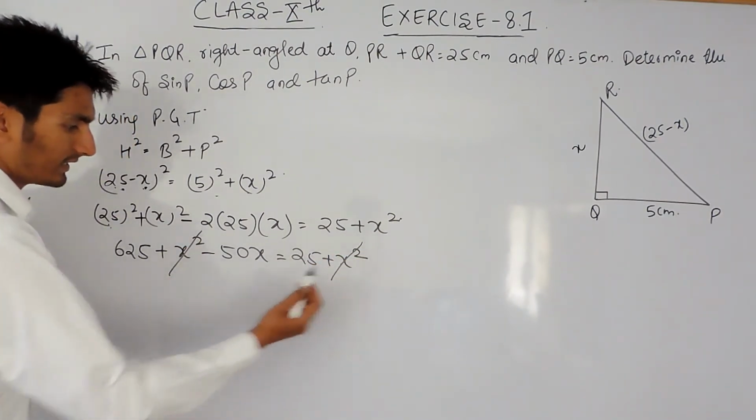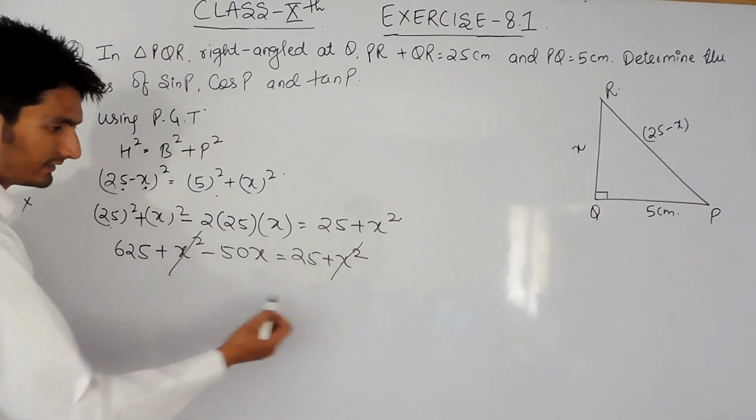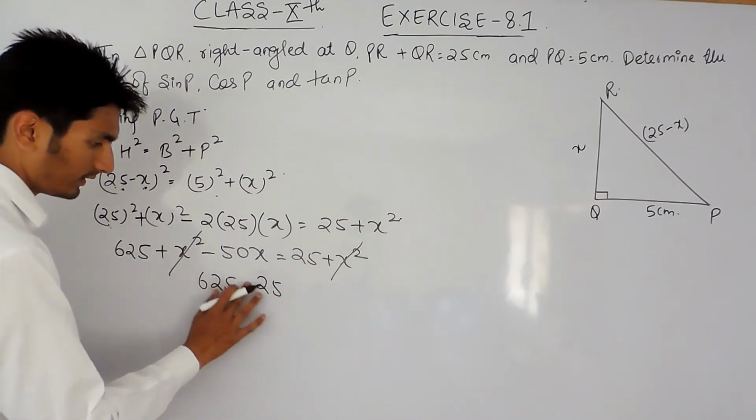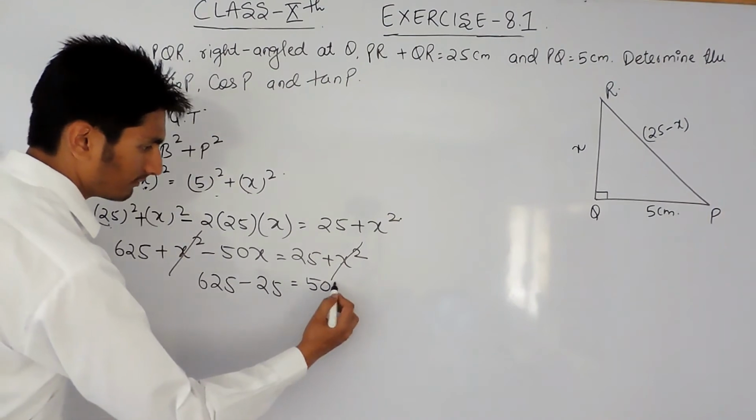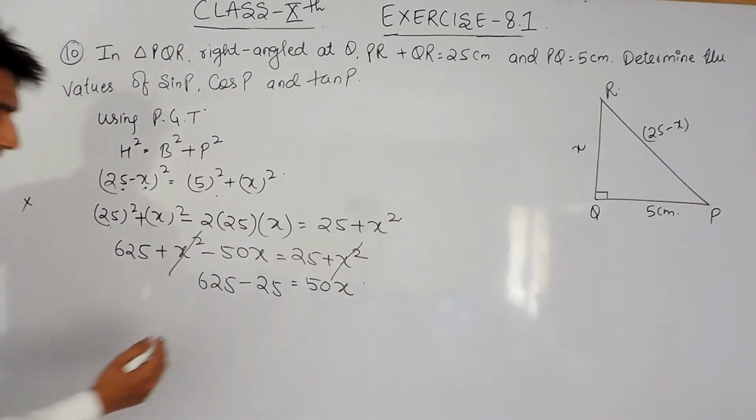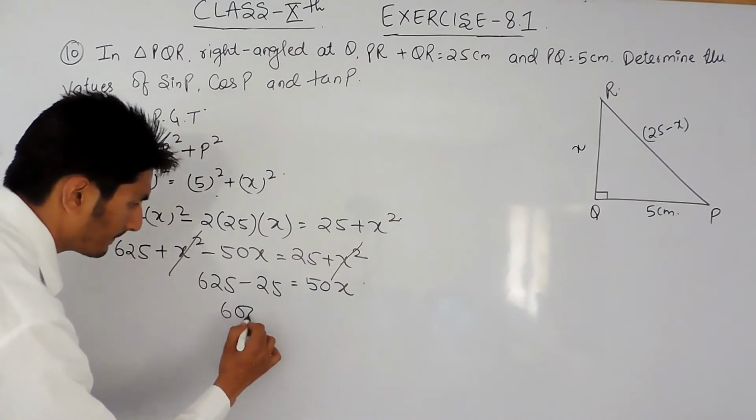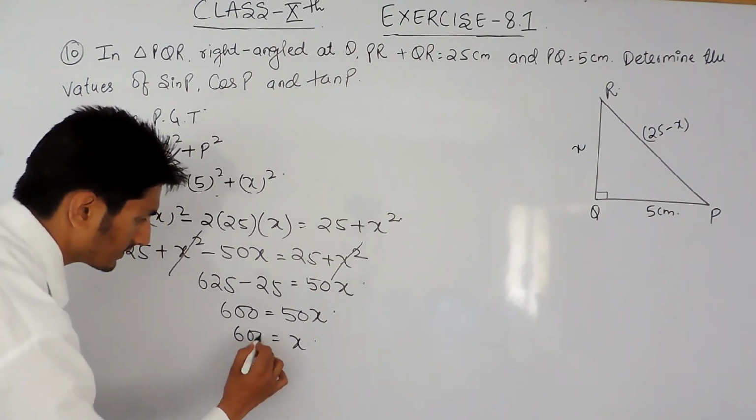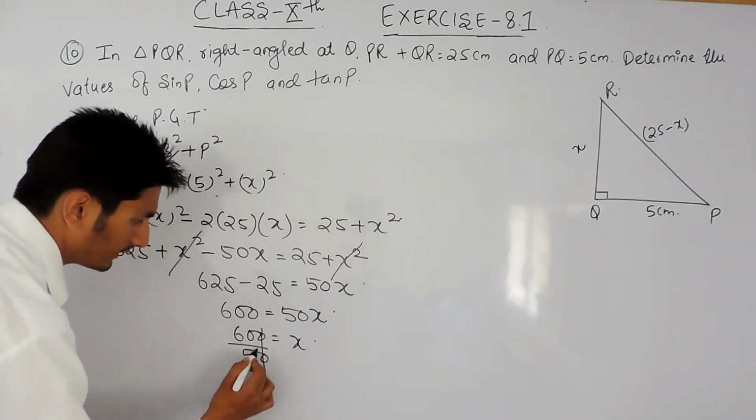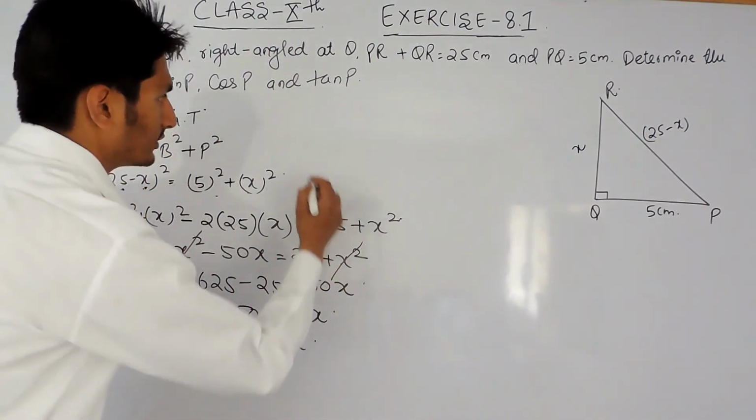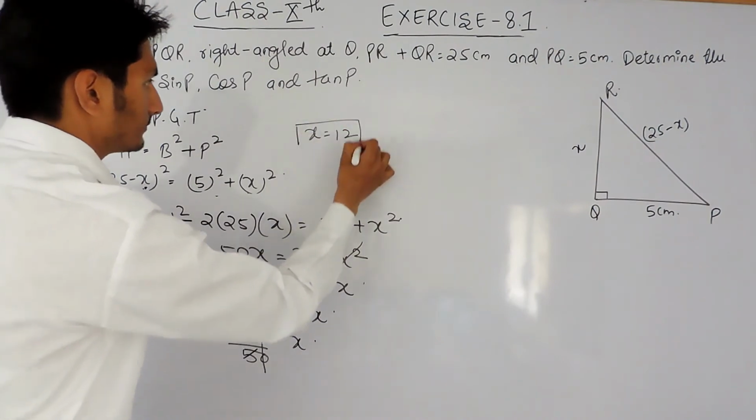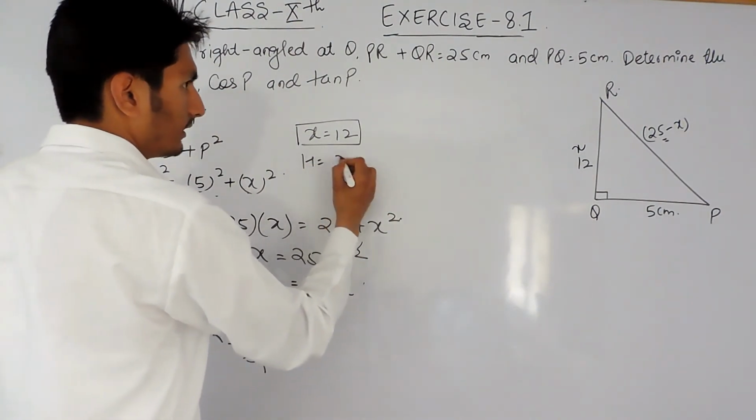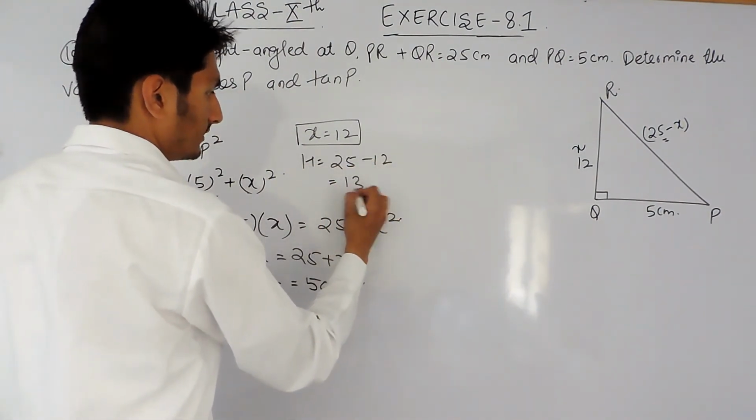This value and this value can be cancelled. Shift this variable to this side and this constant to this side. It should be 625 upon 20 minus, it should be minus 25 and it should be 50x. Now solve this further. This is 600 is equal to 50x. Now the value of x should be 600 upon 50 and this can be cancelled and the value of x here should be 12. So if this perpendicular is 12, obviously hypotenuse will be 25 minus 12, that is 13.